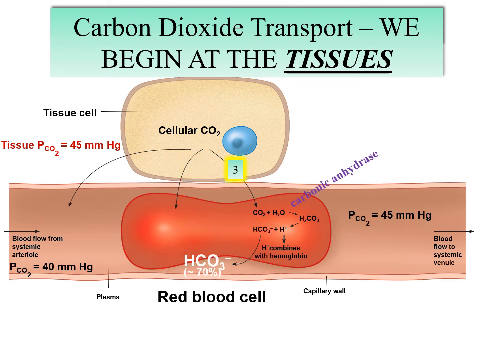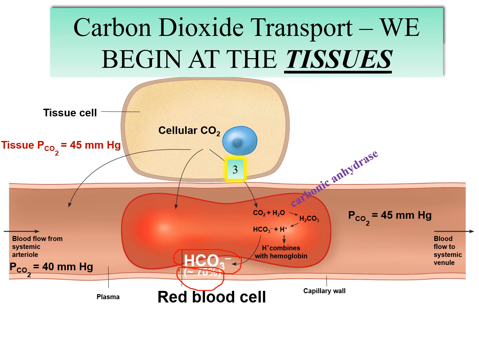The mechanism is a little more complicated to explain, but it accounts for the majority of the CO2 transported by the blood. Upwards of 70% of the CO2 that's transported in your body is transported in the form of this ion called the bicarbonate ion. HCO3 with a minus charge, bicarbonate ion. How does that form? Well, let's look at the chemistry here.